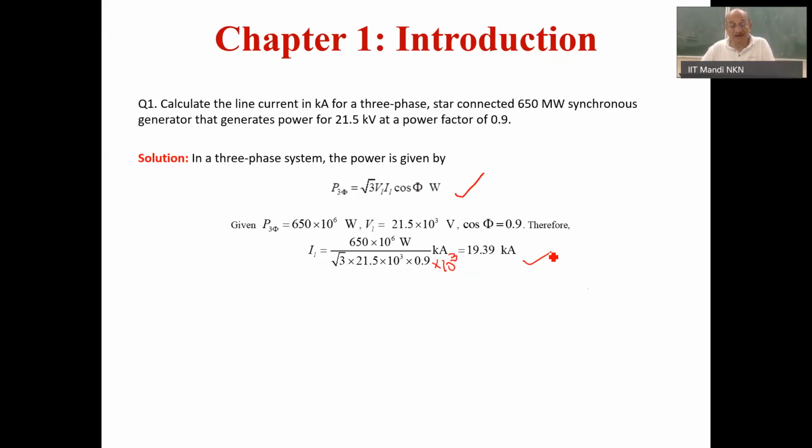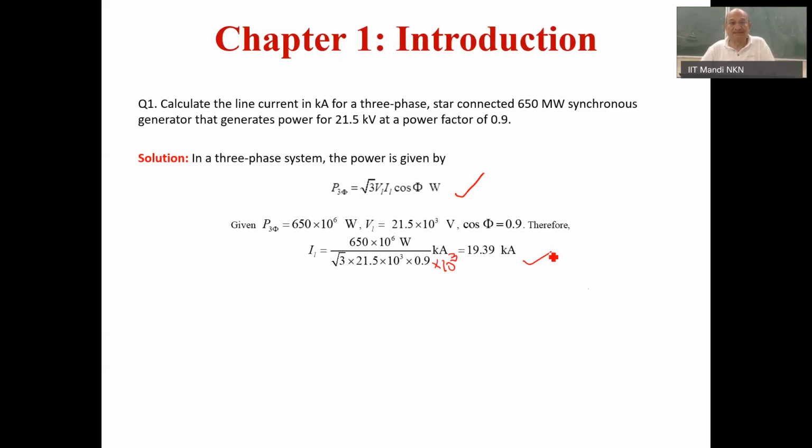By the way, we are manufacturing in our country 650 megawatt thermal power generators, and these are normally two-pole generators manufactured at BHEL Haridwar. I've gone and seen how the construction is. Can you imagine a line current of the order of 19.39 kiloamperes?